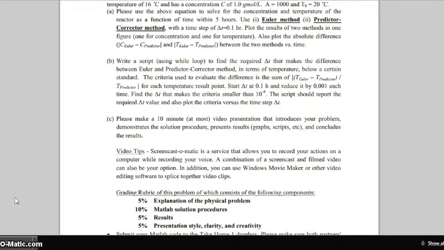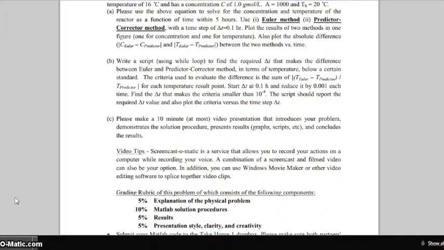below a certain standard. The criteria used to evaluate the difference was the temperature of the Euler minus the temperature from the predictor, divided by the temperature predictor, and then the absolute value of the difference over the predictor. This was done for each temperature result point.